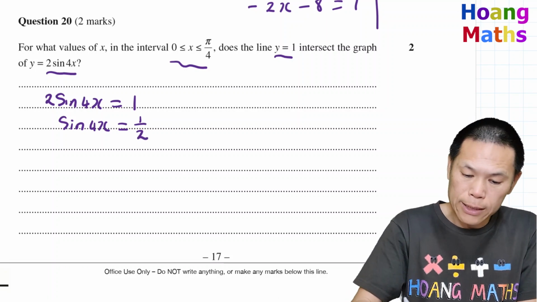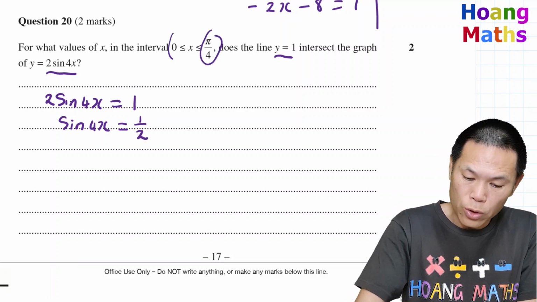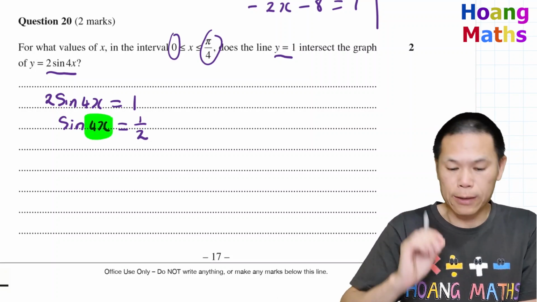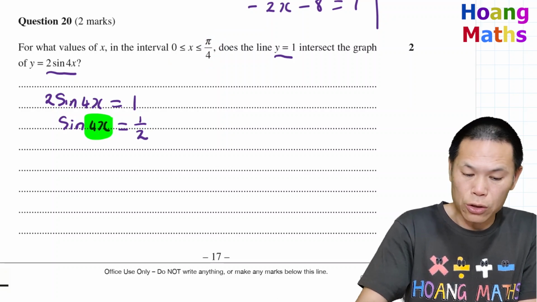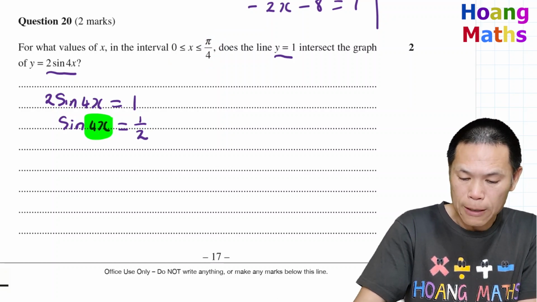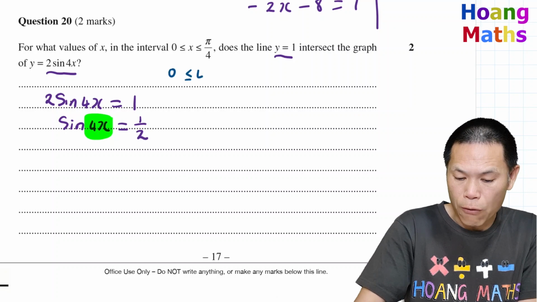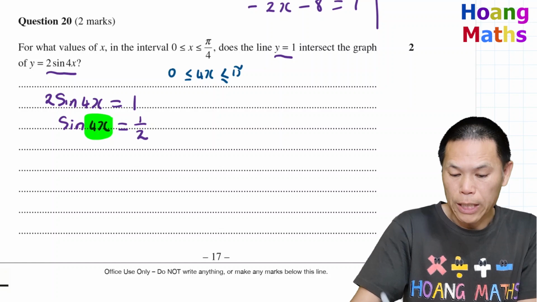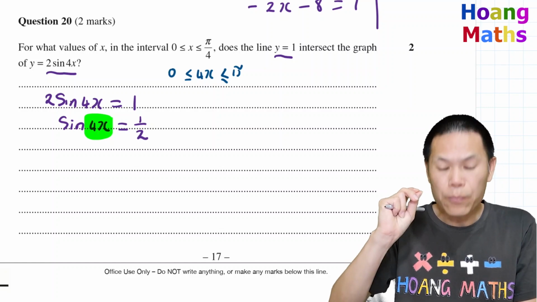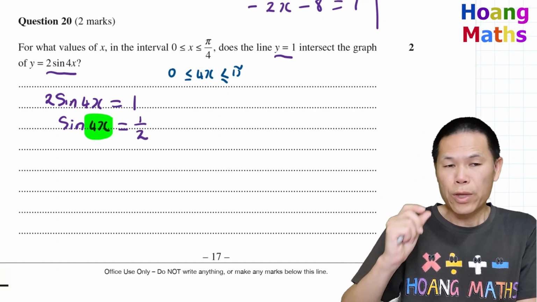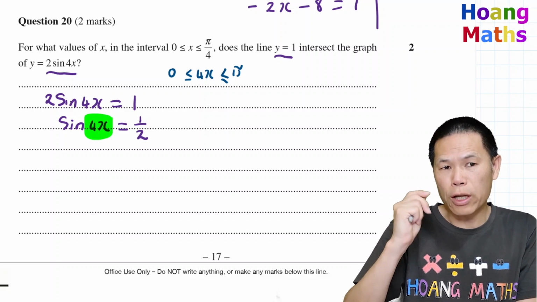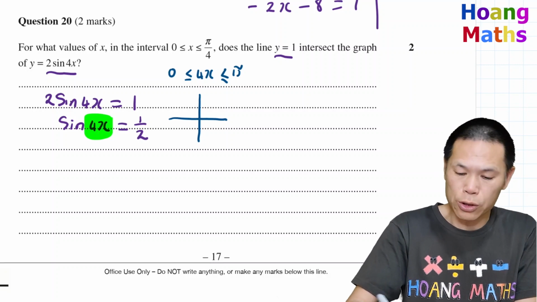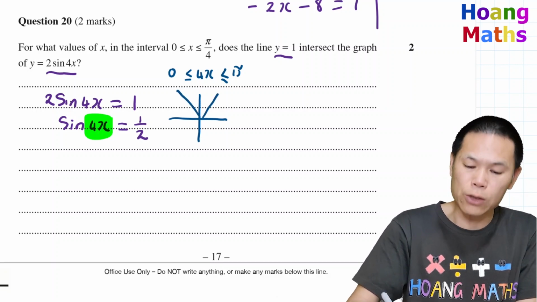And we know that x is between these two. But then we solve for sine of 4x. So therefore, we just change the domain by times by 4 on both sides. So that gives me 0, 4x. That times by 4, so that should give me pi. So between 0 and pi. So now I just know that sine is positive. So let me just draw the diagram. Because sine is positive, because it's a half, it is positive. So that means in this quadrant and this quadrant.